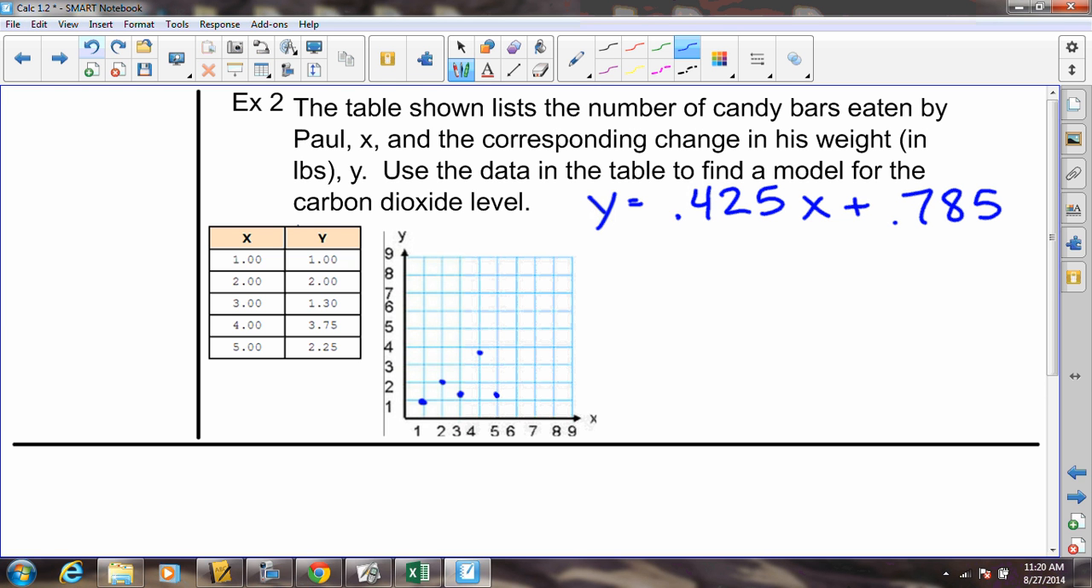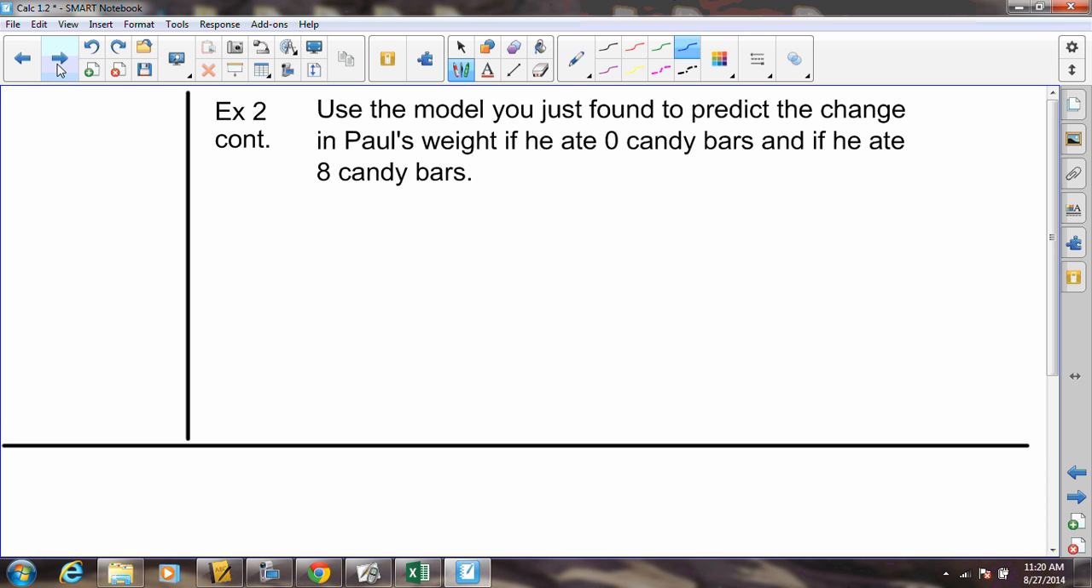That's an indicator that using a slope of 0.425 and a y-intercept of 0.785, which would be something about like this, that line is the best possible predictor of any line. Please do the same thing, or I'm getting ahead of myself. Now that we have this model, his weight change is based on this.